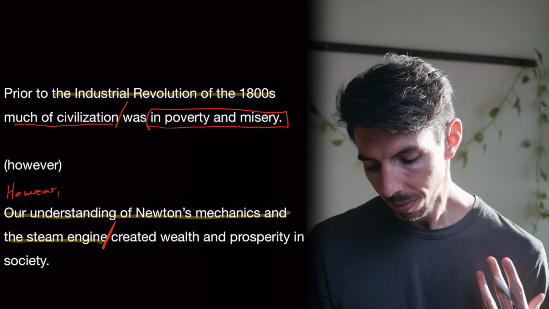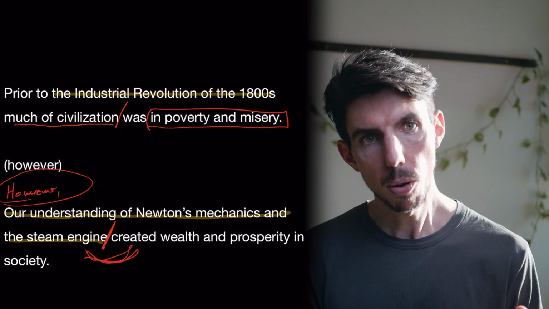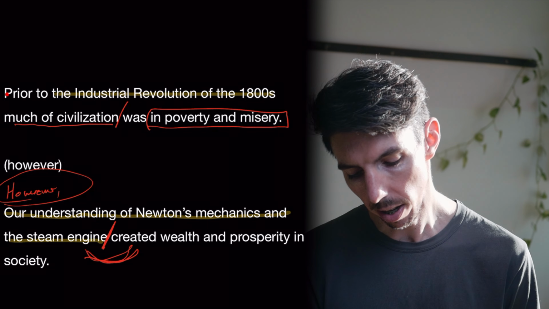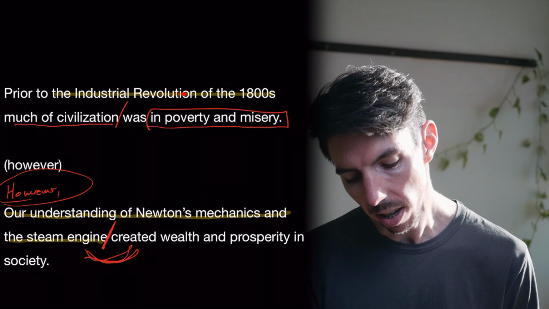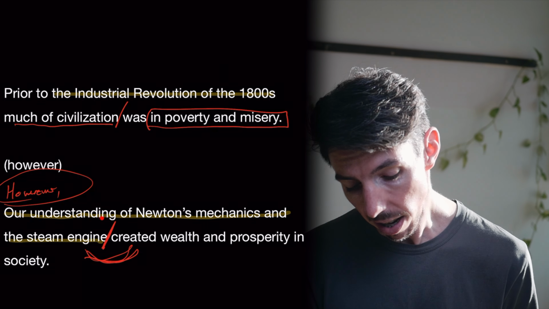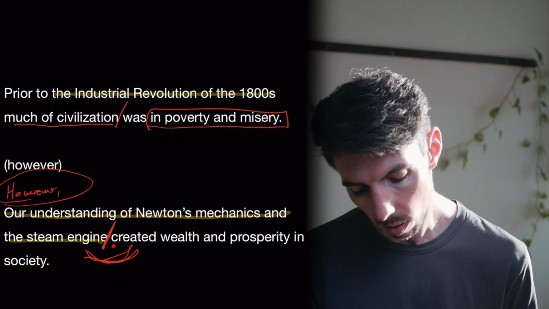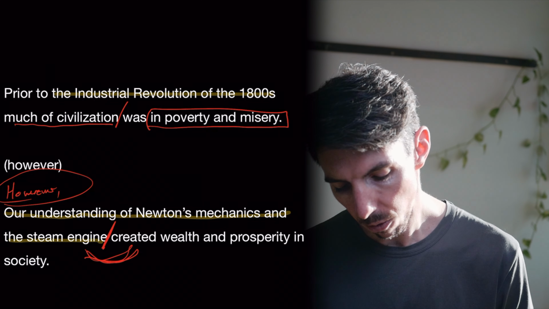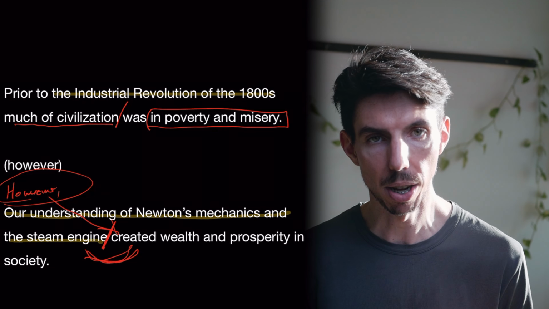So I think it's going to be easier to process if we take this however and we kind of break it up. If we put however in the middle, what we have is a nice alignment, a nice parallel structure between these two long phrases at the beginning. Prior to the Industrial Revolution of the 1800s, much of civilization was in poverty and misery. Our understanding of Newton's mechanics and the steam engine, however, created wealth and prosperity in society. It just makes the sentence a little bit easier to process if we put the sentence connector not at the beginning, but in between the subject and the verb.